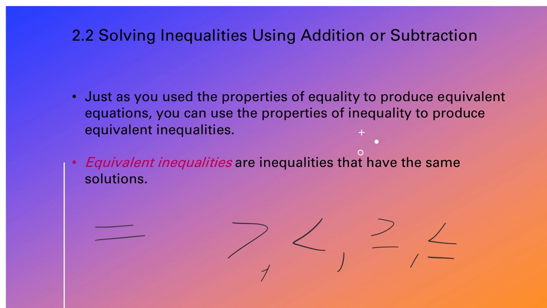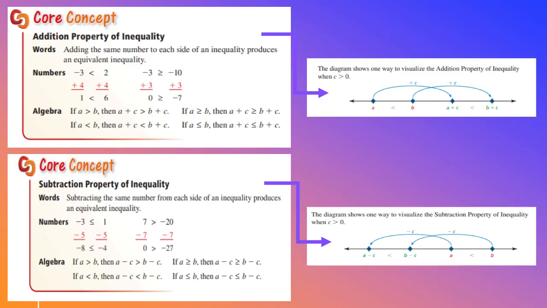Same solution. So let's go on to the second slide so you can see the addition property of inequalities. It means that you're going to add the same number to each side of an inequality to produce an equivalent inequality, okay? So what you do to one side, you have to do to the other side, correct. And that means that A is greater than B. So any number that you put as A or B, A is going to be greater. Then A plus C is going to be greater than B plus C.